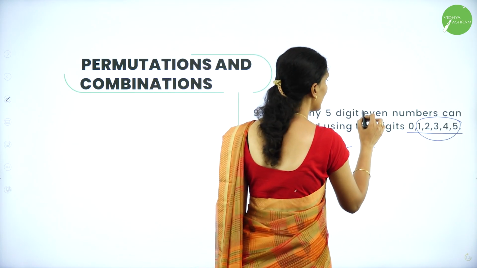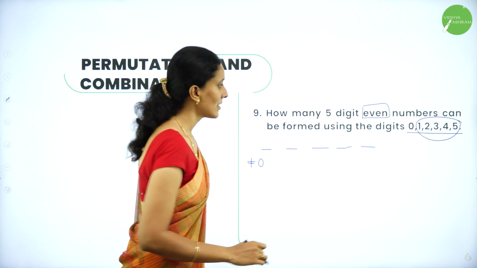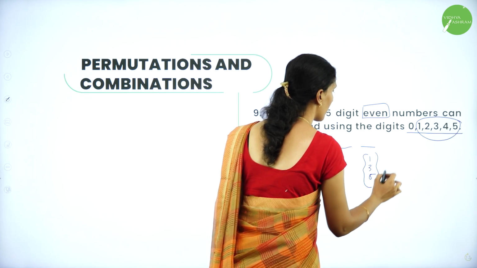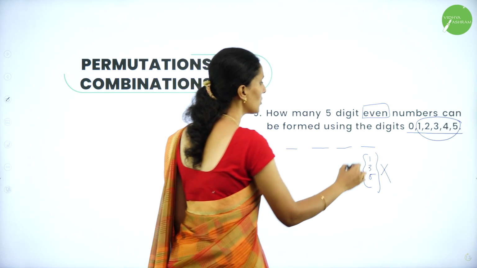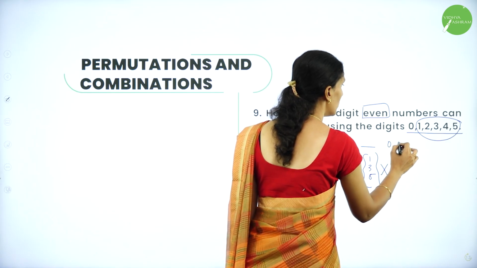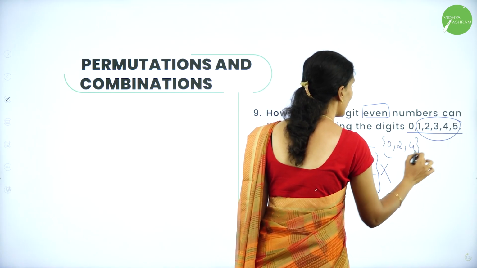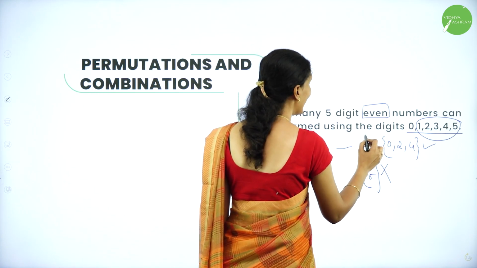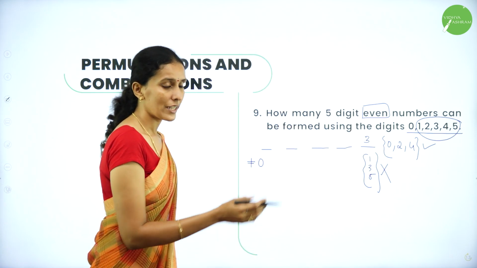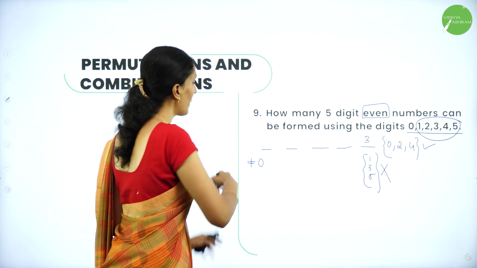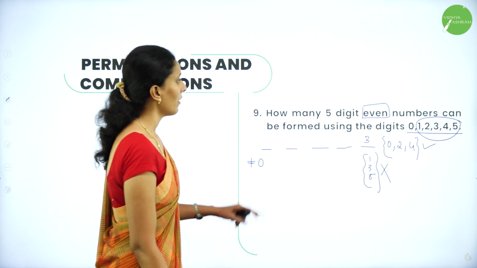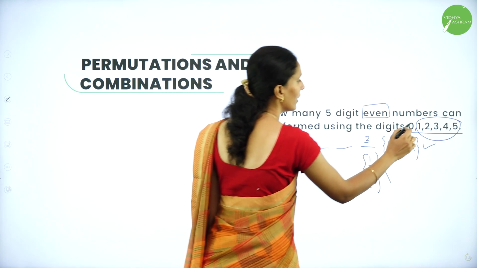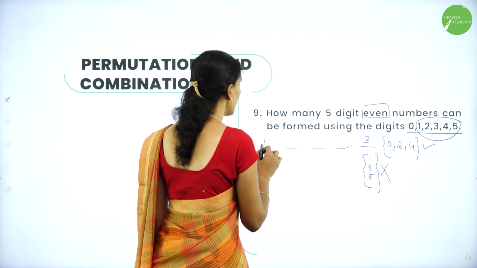But one more thing is even. Even numbers means I cannot fill 1, 3, 5 here. I cannot take these. My only choices for this position are 0, 2 and 4, so here I have only 3 choices. Now 0 can be included in other places but not in the first place. So one even number is gone, 0 you can't take.